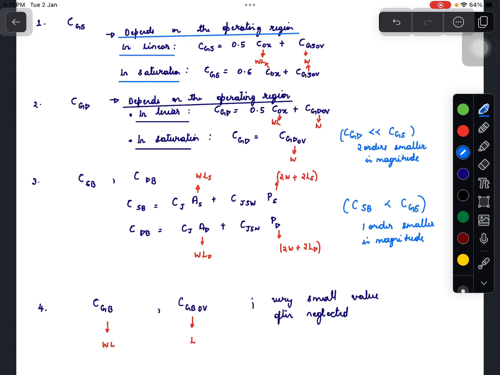The last is the gate to bulk capacitance. This capacitance depends on the width times length. The gate to bulk overlap capacitance depends on the length, and it is generally a very small value, so it is often neglected.